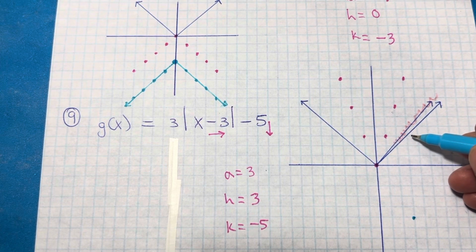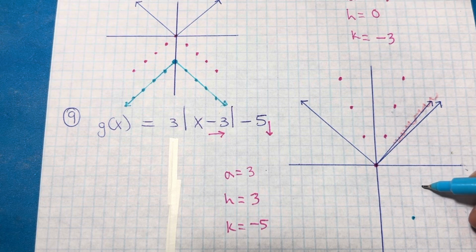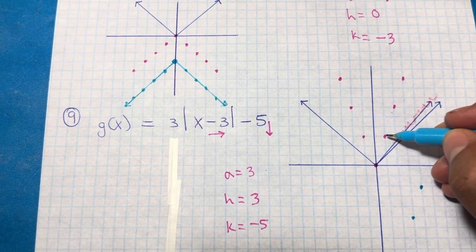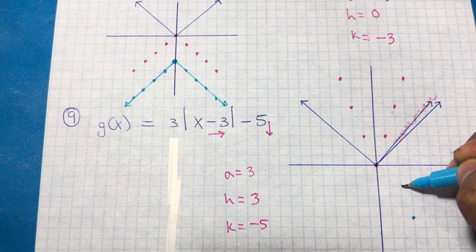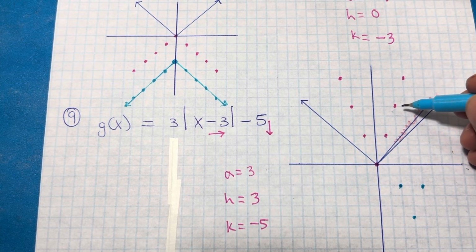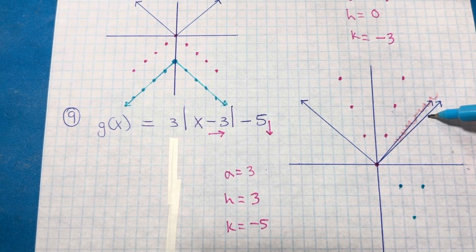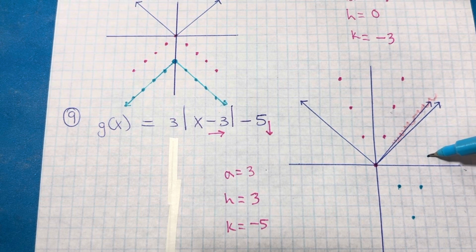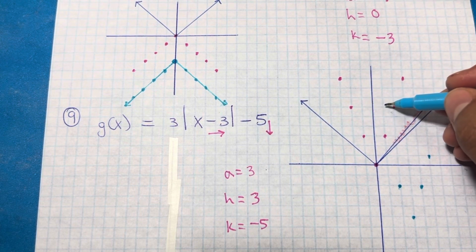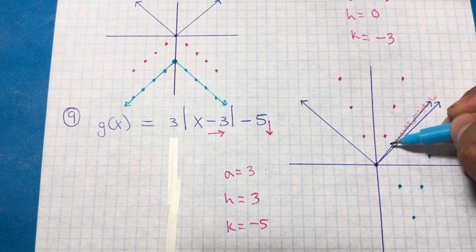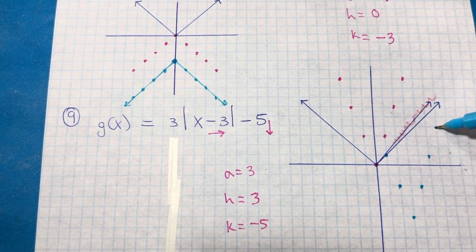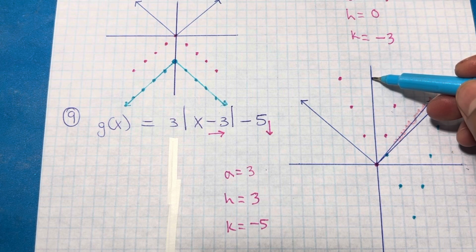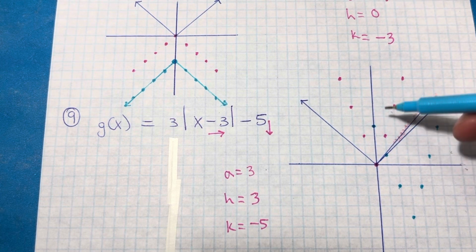For this point, 1, 2, 3, and 1, 2, 3, 4, 5. For this one, 1, 2, 3, 1, 2, 3, 4, 5. Same for the next ones: 3 right, 5 down. So 3, 5, and 3, 5.